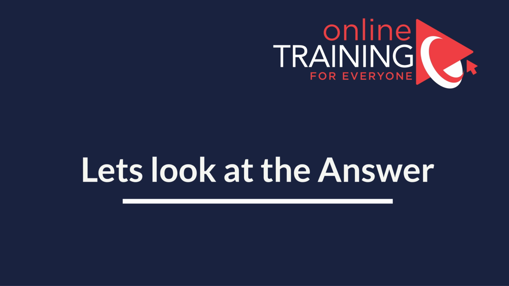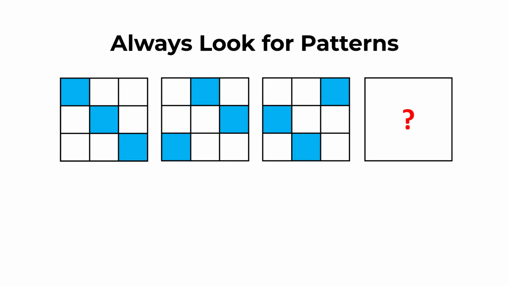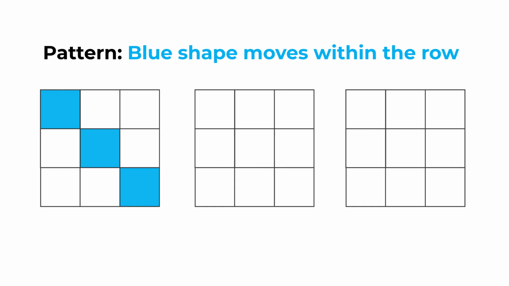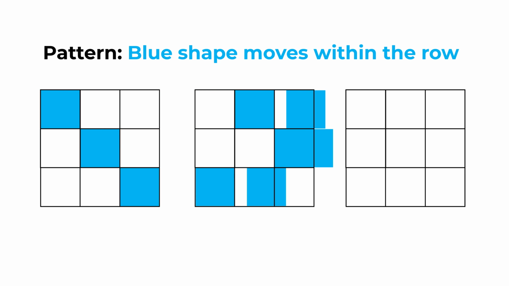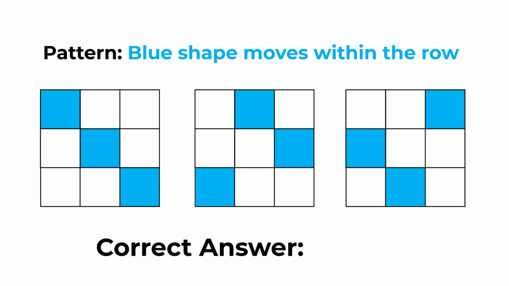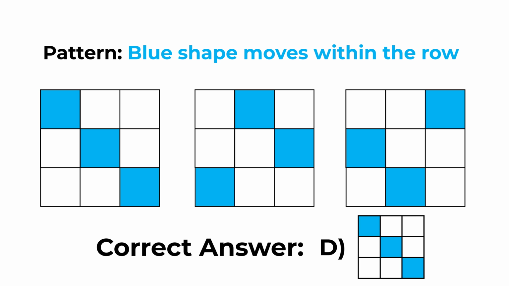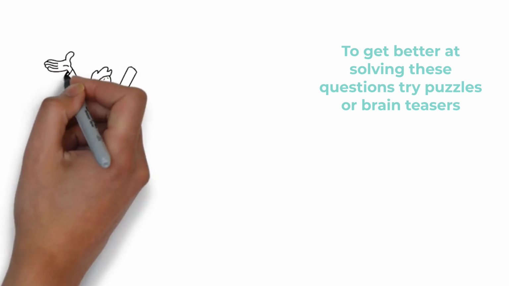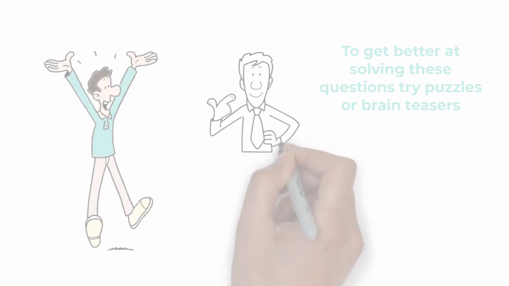As always, my advice to you: look for patterns. Determining the pattern is key to solving this particular problem. What you need to know to answer this question is that the blue shape moves within the row of the larger shape. In each row, the blue shape moves from left to right, one step at a time. And once the blue shape reaches the end of the row on the right, it reappears on the left. So the correct answer here is choice D. Hopefully you've nailed this question and now know how to answer similar problems on the test.